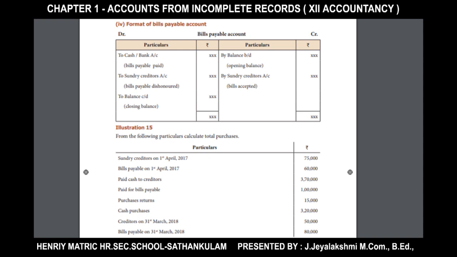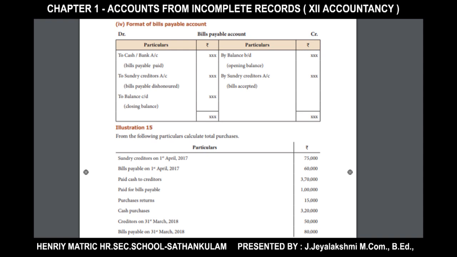Next, paid cash to creditors. This means we are paying the amount to our creditors. How much? 3,70,000. This is to be recorded in the total creditors account, debit side. Then paid for bills payable, 1 lakh. Here we had accepted bills payable to pay, and now we have paid it, so we have to take it in the bills payable account, debit side, cash account, 1 lakh.